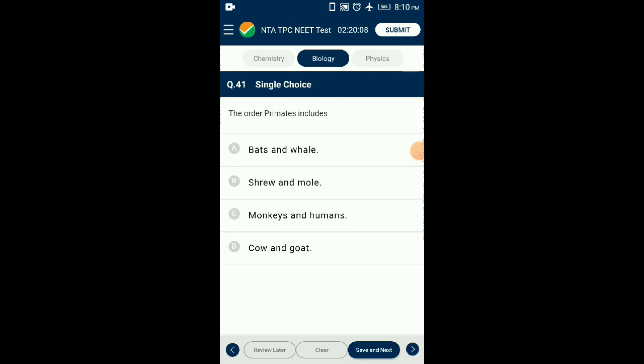Question number 41. The order primates includes monkeys and humans. Humans are primates, but humans do not descend from the monkey. Humans evolved from apes. So the answer for this question is option C, monkeys and humans. The first primates are thought to have evolved 65 to 70 million years ago during the Paleocene epoch of the Tertiary period.